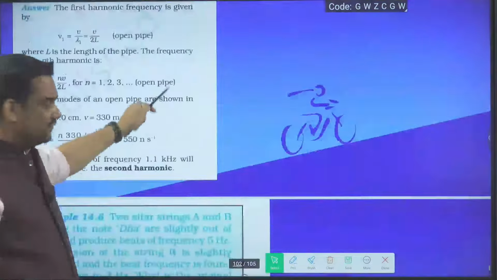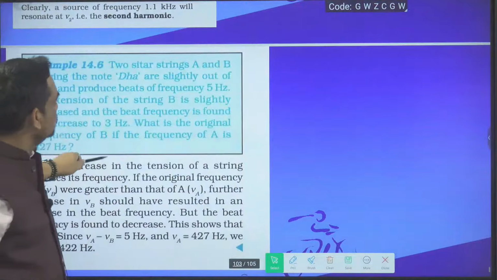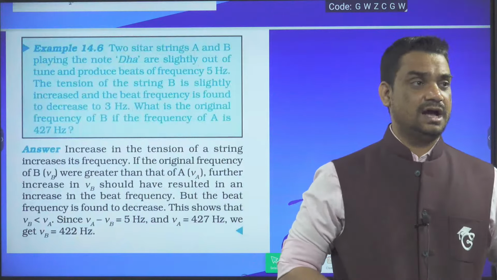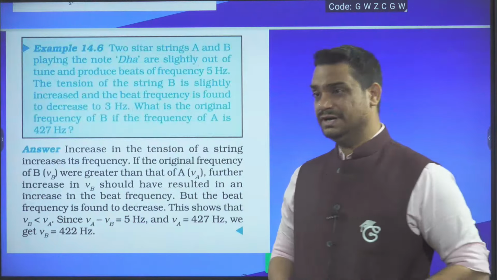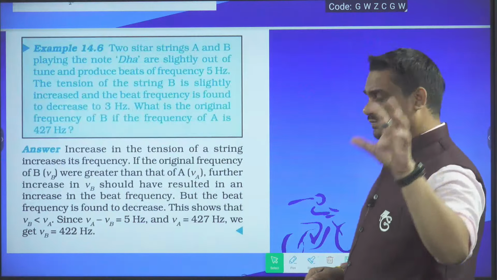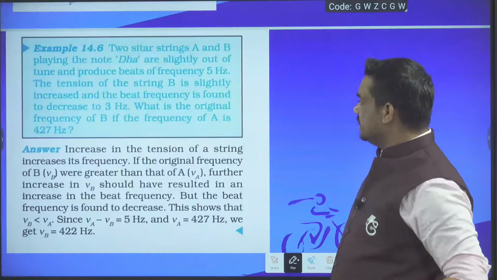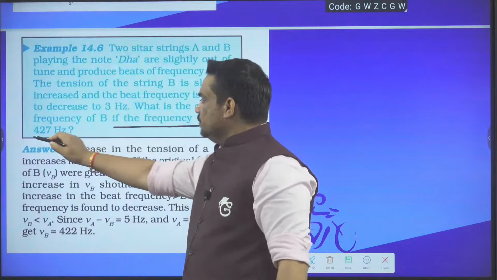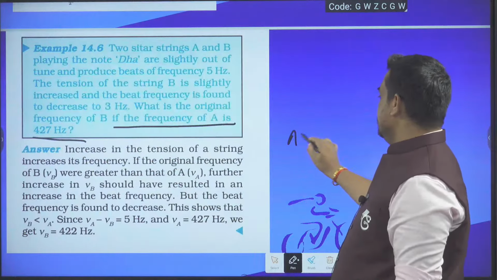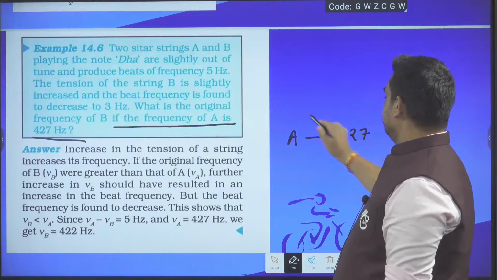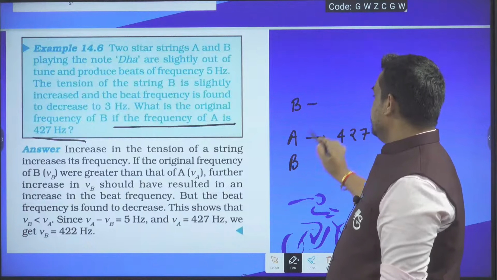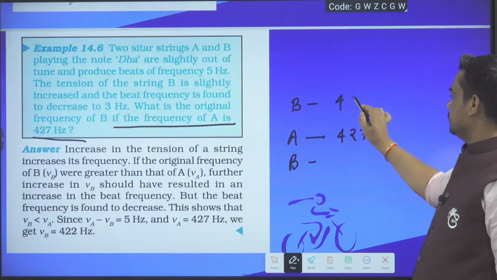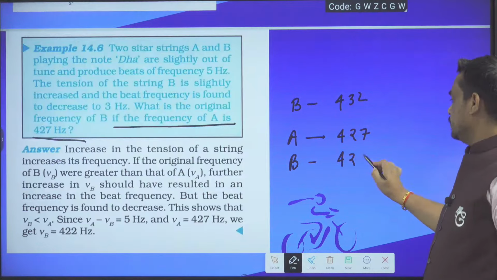They can ask for any harmonic. Then there are 2 sitar strings A and B playing the note dha, slightly out of tune, and they produce 5 beats per second. Whenever these questions are there, the known frequency, the frequency of A, is known to you, 427. So you can write A is 427. We can say the possibilities for B: there are 5 beats, so this becomes 432 and this becomes 422.